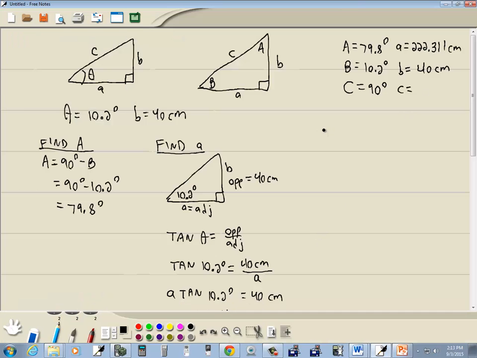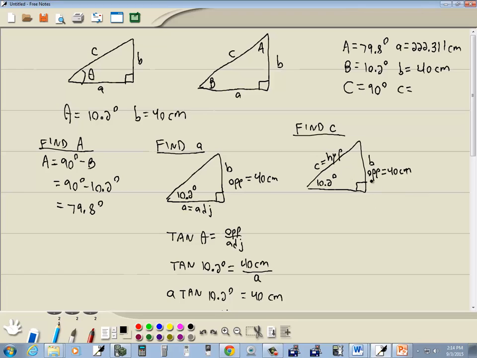Okay, so now we want to find C, side C, that is. Okay, let's draw a picture. Again, the angle they give us is right here. This is 10.2 degrees. The side they give us is over here, which is B, which in terms of our angle is the opposite side again. So that's 40 centimeters. Now we're trying to find side C, which is right here, which is our hypotenuse.